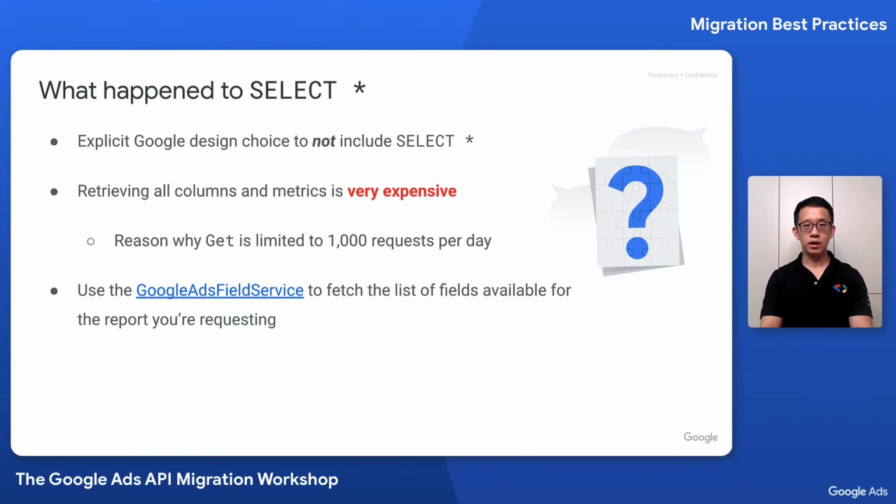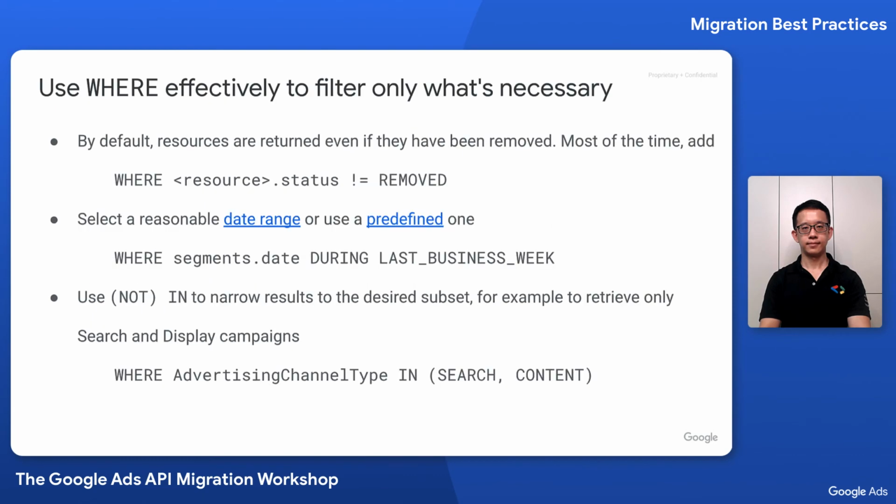Instead, please explicitly specify the fields that you want to retrieve, and if you do not know what fields are supported for a certain resource, please check the references on our developer website. Alternatively, you can use the Google Ads Field service to fetch the list of fields available for the report you are requesting. Next, please use the where clause effectively to filter only what's necessary for you.